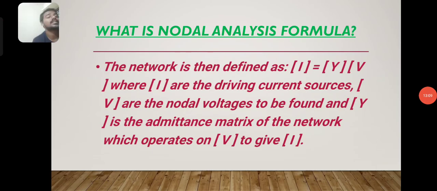And we know that for nodal analysis, the network is defined as I is equal to V into Y, where I are the driving current sources, V are the nodal voltages to be found, and Y is the admittance matrix of the network, which operates on V to get I.